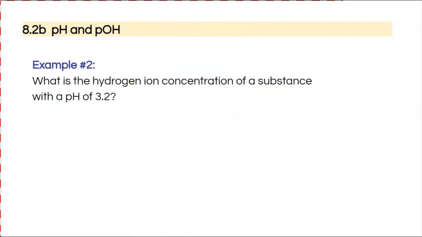So in this second example, we're asking you to determine the hydrogen ion or hydronium ion concentration of a substance with a pH of 3.2. And for our purposes in these questions, whenever we see hydrogen ion concentration, we're going to interpret that to mean hydronium ion concentration. So in essence, we're going to consider those interchangeable in our calculations.